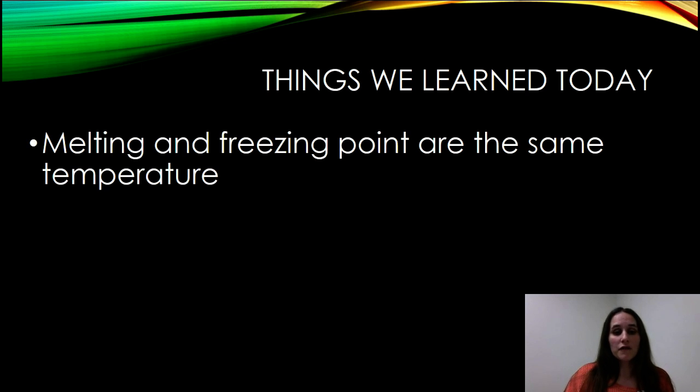1, melting and freezing point occur at the same temperature. The freezing point and the melting point of water is both 0 degrees Celsius. And sometimes that surprises people and sometimes they already knew that. Think of it like the freezing point is the doorway. That's the point at which something freezes or melts, and you can go in or out of the doorway.